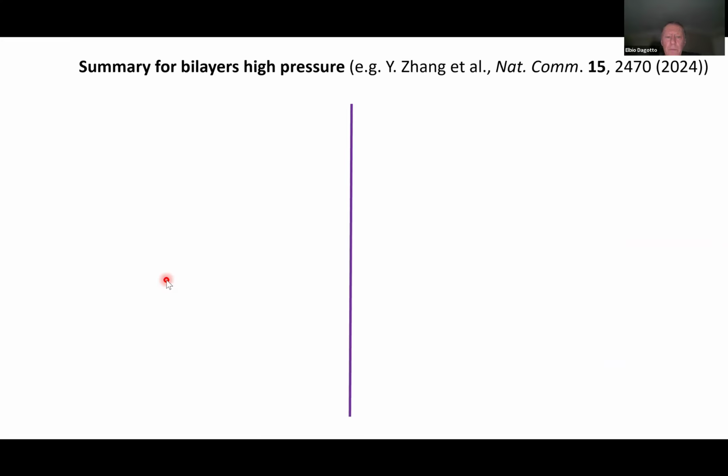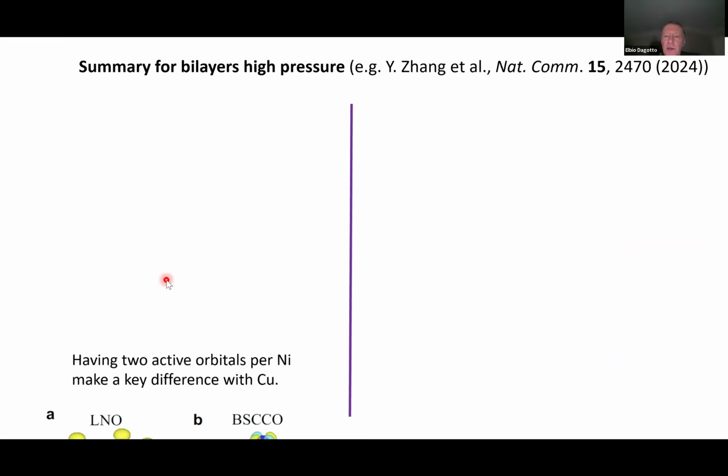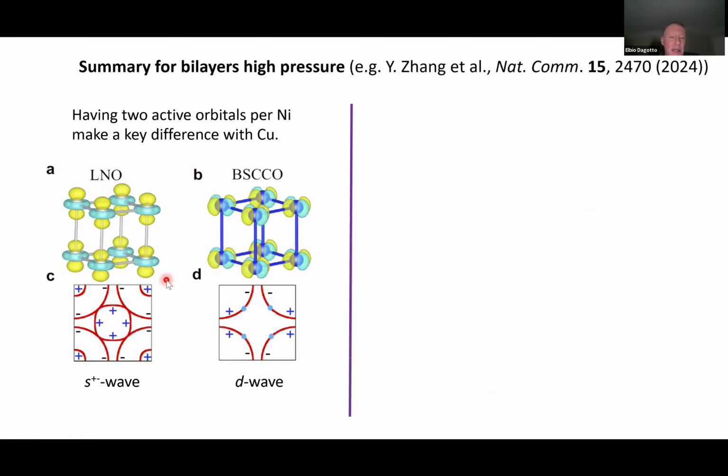So in this publication of ours, we had this sketch. If you connected late or have been distracted by your phone, this is a nice sketch to remember as a summary of the first half of my presentation. On the left, you have the nickel oxides. On the right, the copper oxides.